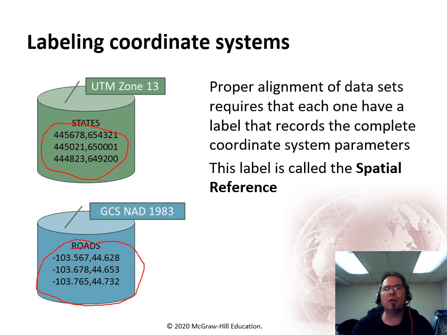Those are called the labels, and they have to be complete in order for the data to work properly in ArcGIS. This label is called the spatial reference, and all data has it unless it doesn't. There is some data where, when you bring it in, it'll be unknown, and you have to define it then. And we'll talk about that in a bit.